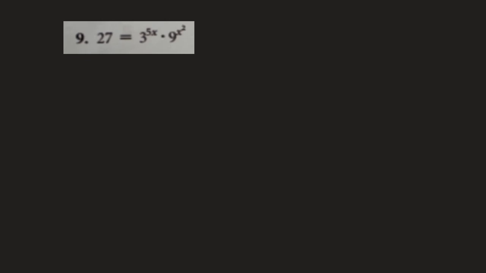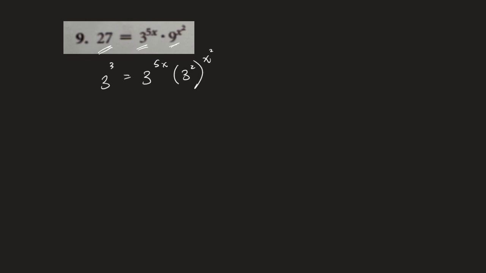All right, here's a good question. You're asked to solve for x. You notice that all the bases can be changed to a base 3. So 27 is 3 cubed. Leave this one alone. And then 9^(x²), the 9 would change to 3 squared, and then you'd have an x squared up there.